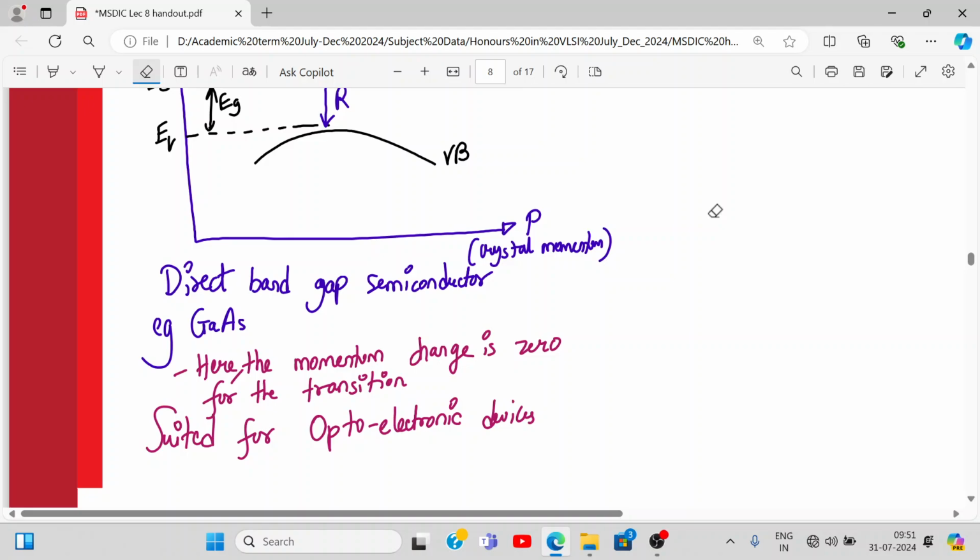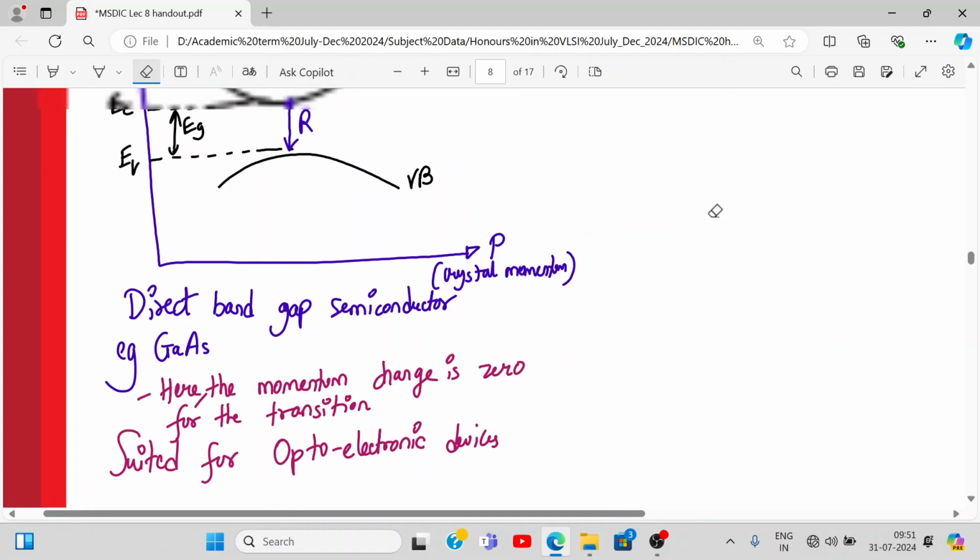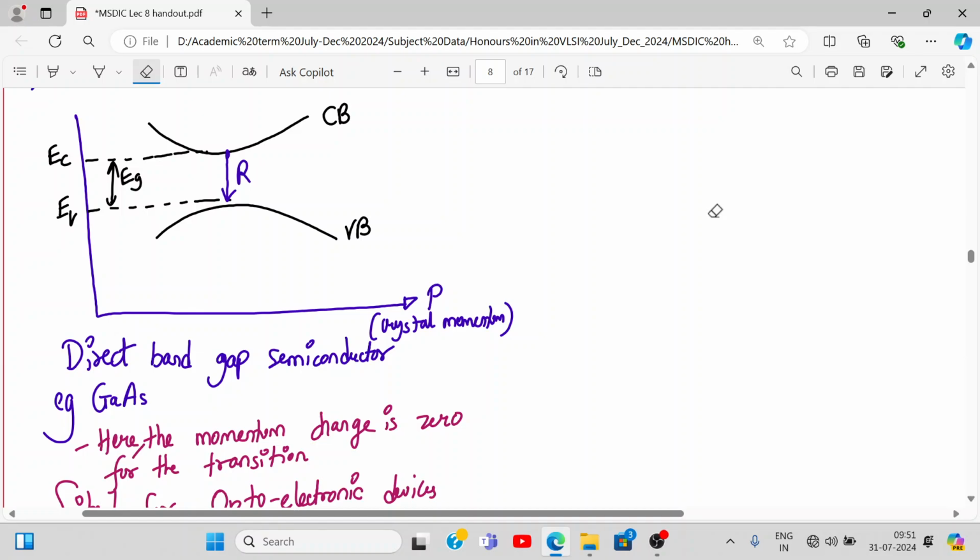I mean, direct band gap. One example is gallium arsenide. Another example can be more compound semiconductors together. Understood? Silicon, for your information, is not suitable for optoelectronic devices. No LED is made up of silicon.